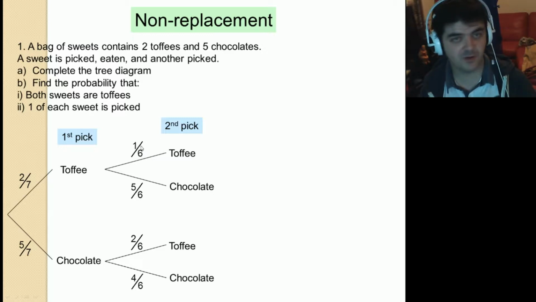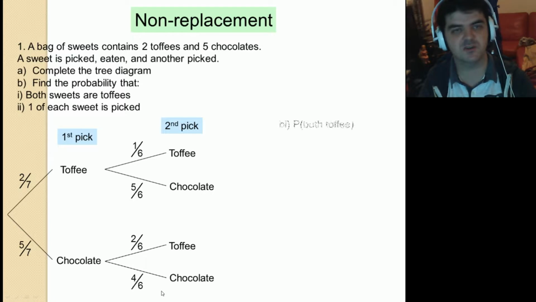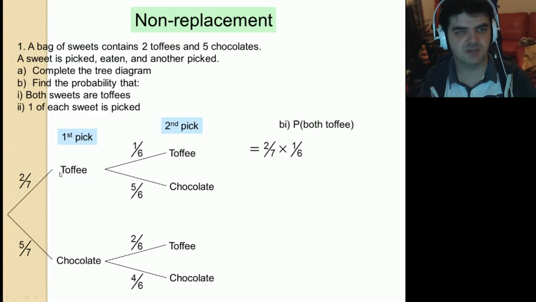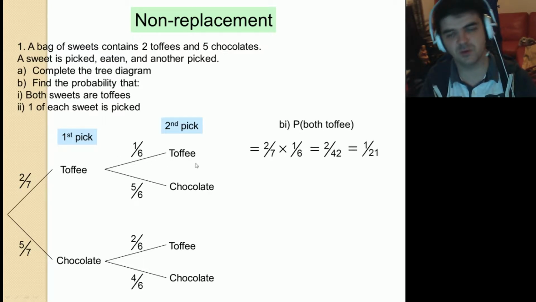I've only 1 toffee left and only 6 sweets left, so it's 1 over 6 and 5 over 6. Similarly, if you eat a chocolate, don't put it back. I've still 2 toffees, 2 over 6 and 4 over 6. Probability that both sweets are toffees is probability of toffee and toffee, which is 2 over 7 multiplied by 1 over 6, is 2 over 42 or 1 over 21.